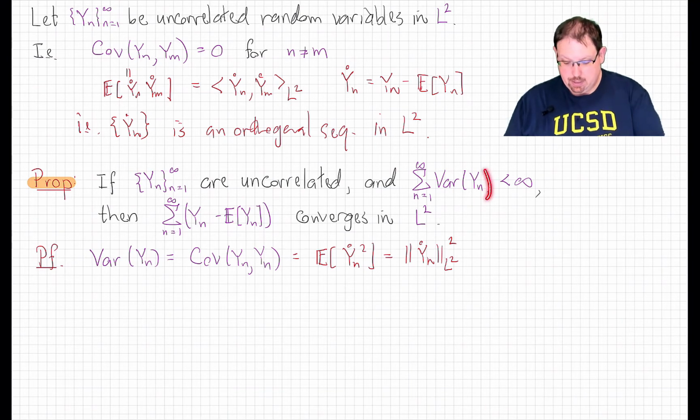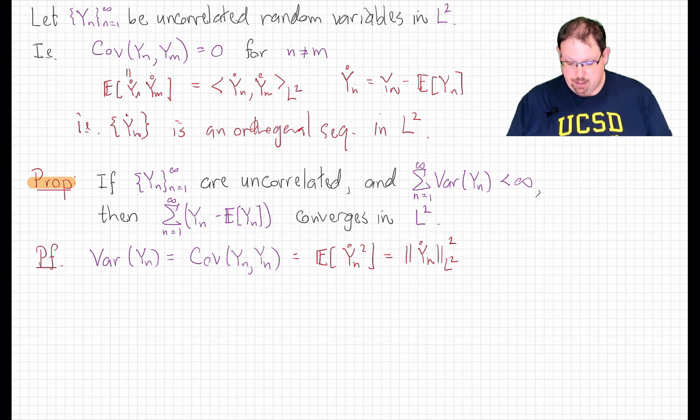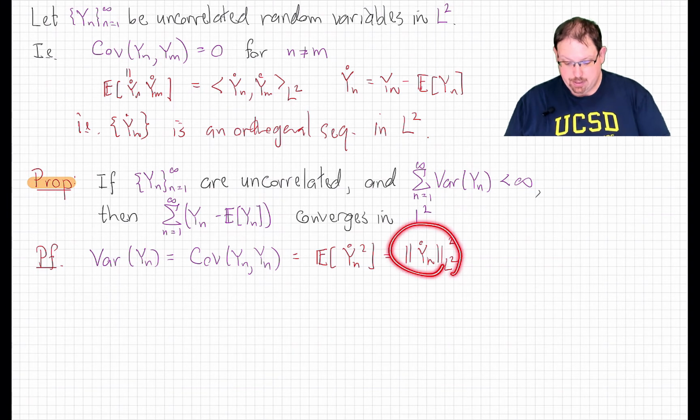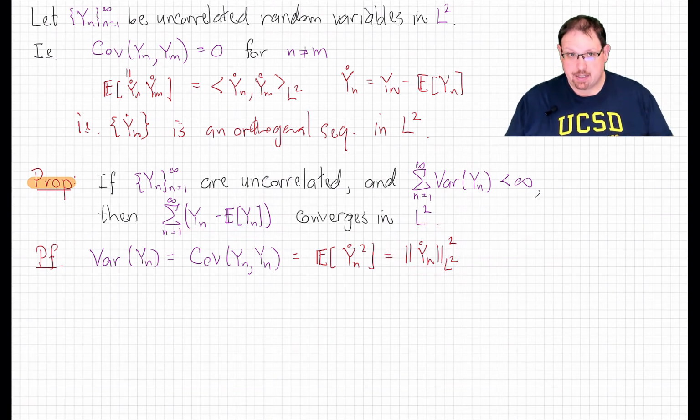And so this assumption here is just the assumption that the sum of the squares of the L2 norms of the centered random variables is finite. But under the assumption that it's an orthogonal sequence, Pythagoras' theorem says that the sum of the squares is the square of the sum. And if that's finite, then because L2 is complete, the sum converges in L2.